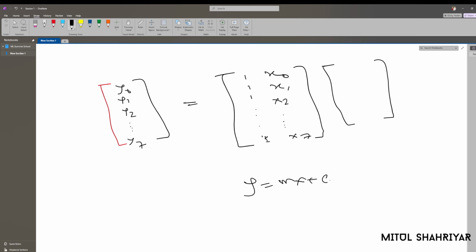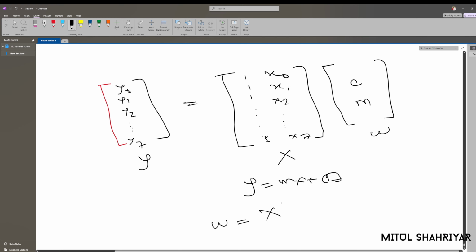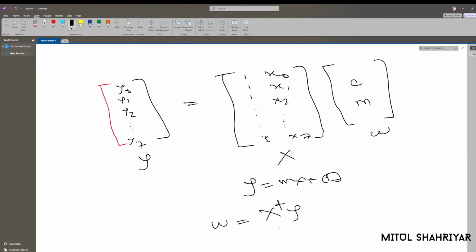So you see, c has no variables with it. So if we say c and m, assume that this is w, and this is our x, and this is y. Assume that. If we assume that, we also know w equals x pseudo inverse y. Now you can ask, why did you call it pseudo inverse? Why did we have to go for pseudo inverse rather than x inverse y?